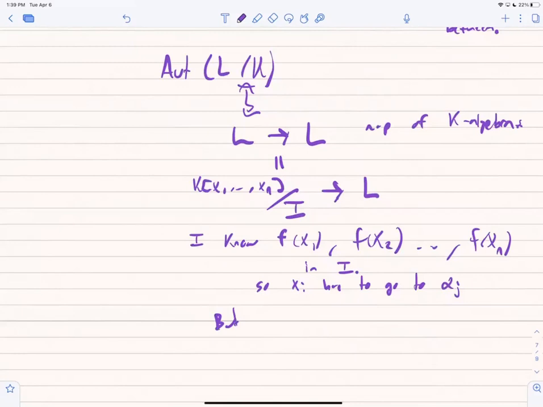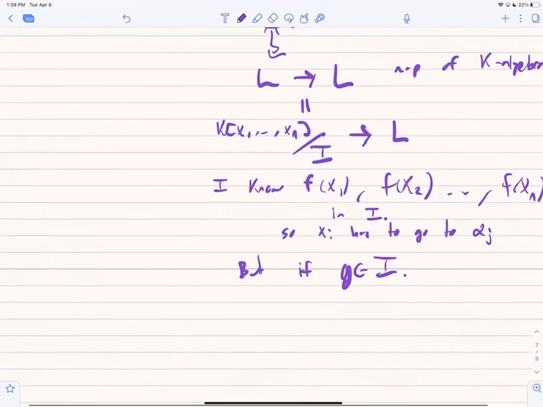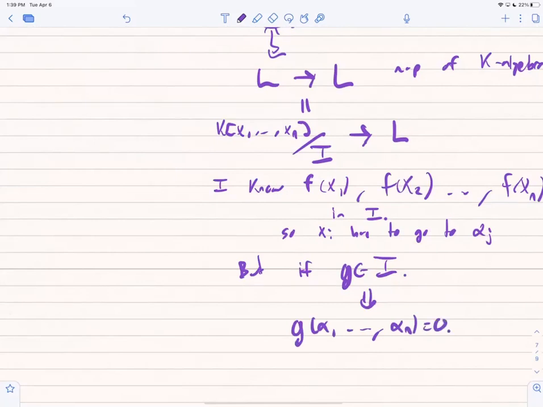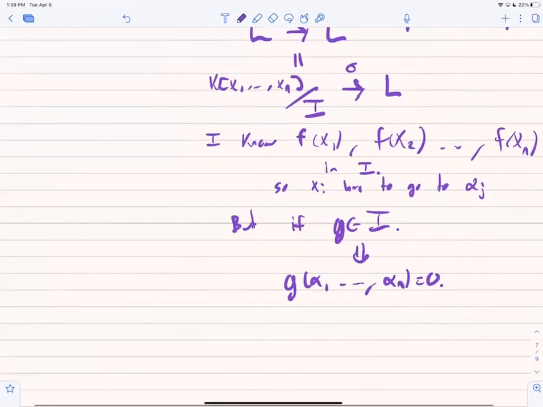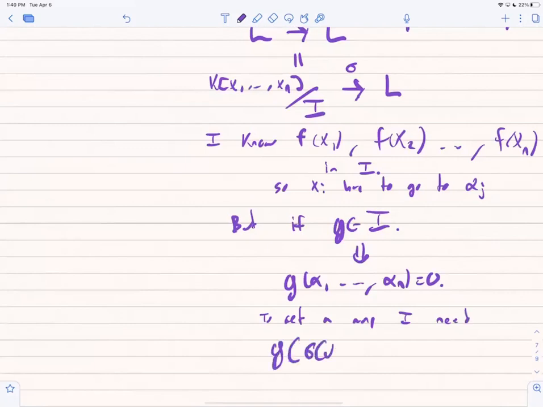but somehow if g is in I, then that implies g of alpha 1 through alpha n is equal to 0. Then I have this map sigma, this automorphism. So to get a map, I need that g of sigma of alpha 1, through sigma of alpha n is equal to 0.